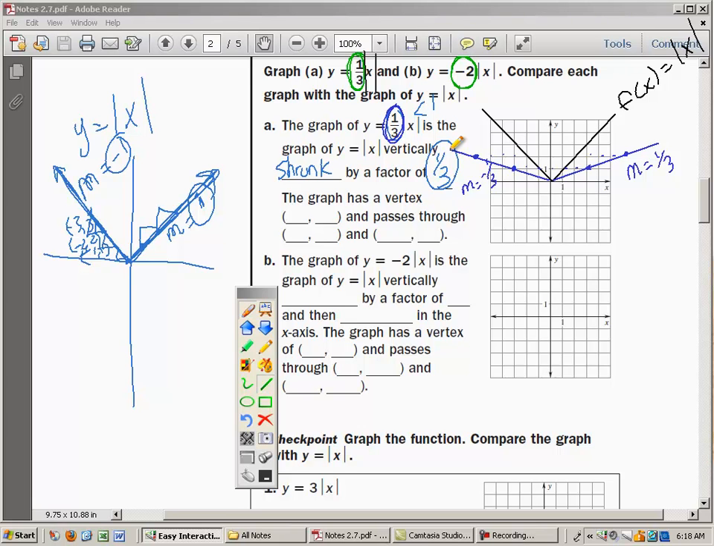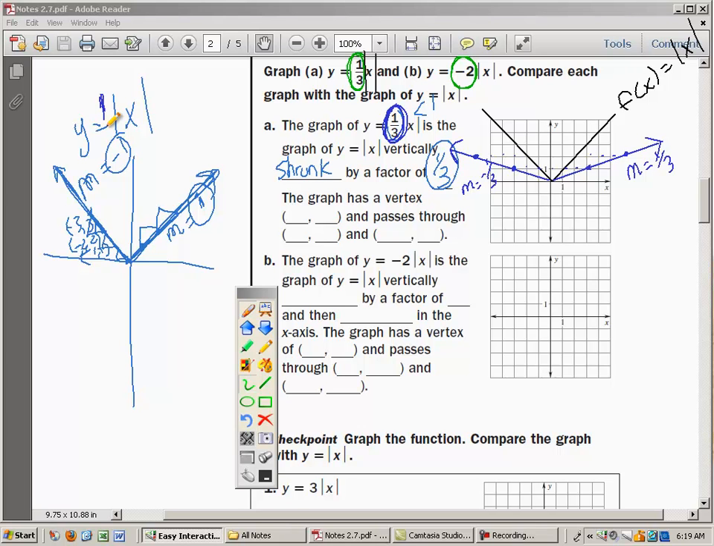You can see that this graph is shrunk. This is a shrink of the original graph. It sort of stretches it out and makes it wider because the function has 1/3 of the slope of the original, and the original had a slope of 1 on each side.